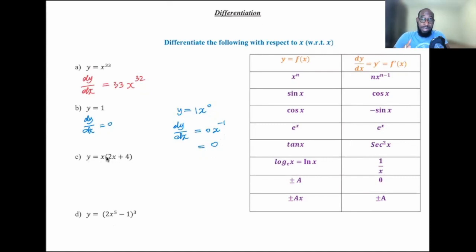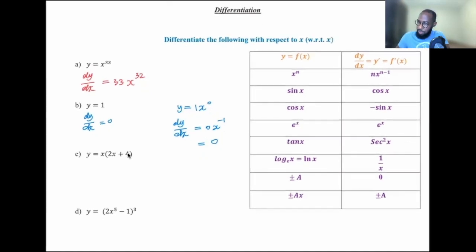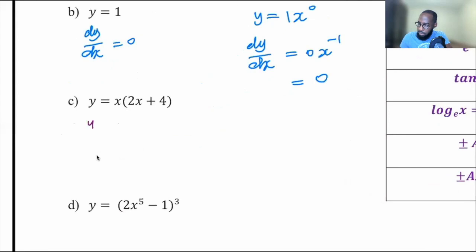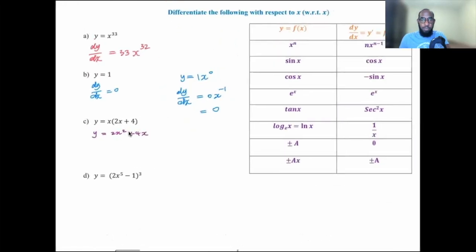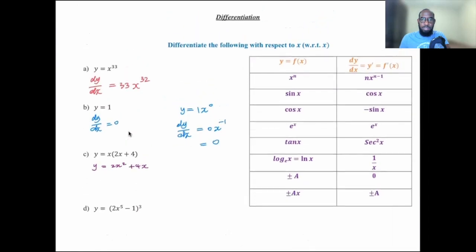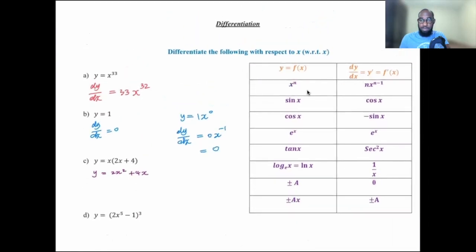Now, the only reason you can expand this bracket straight away is because you have a power 1 here. If you had a power 2, you would have to deal with the brackets first, then expand. So that's something different. But since you have a power 1 here, you can expand the bracket. So let me zoom in. Y is equal to 2x squared plus 4x. You expand the brackets, and we are still going to apply this here.